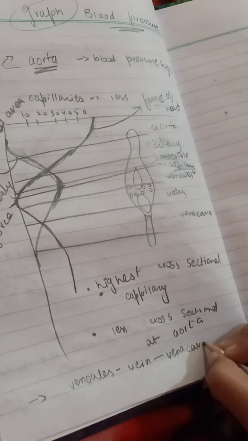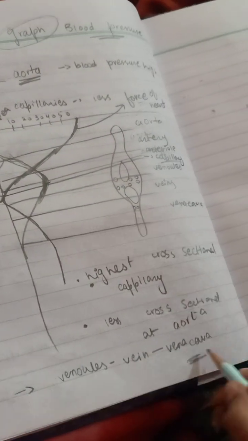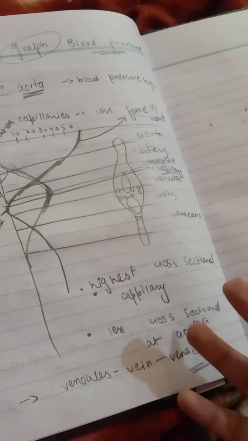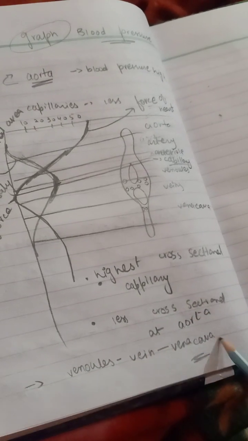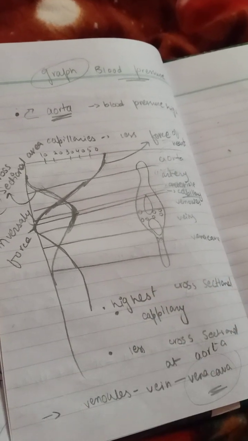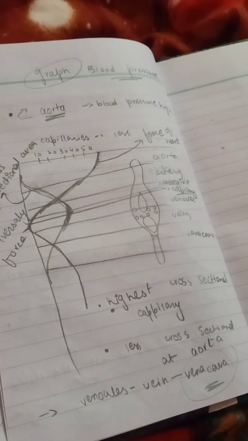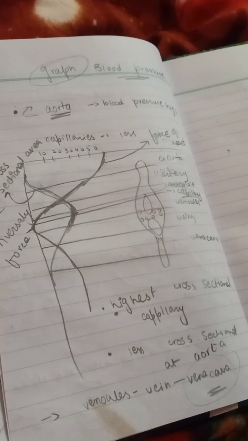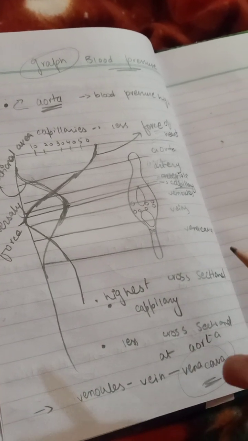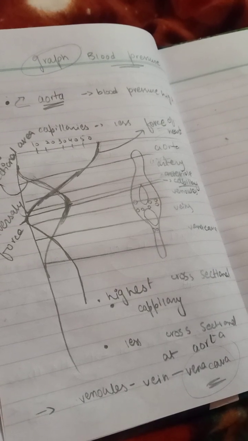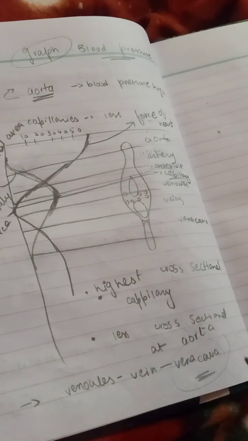So your mind will say that at the vena cava there is no pressure in veins. But how is the pressure more in the vena cava? That is just because of the surrounding muscles. There are surrounding muscles around the vena cava, and through them it is getting the pressure.